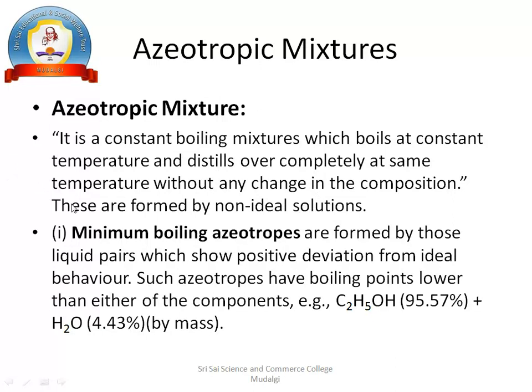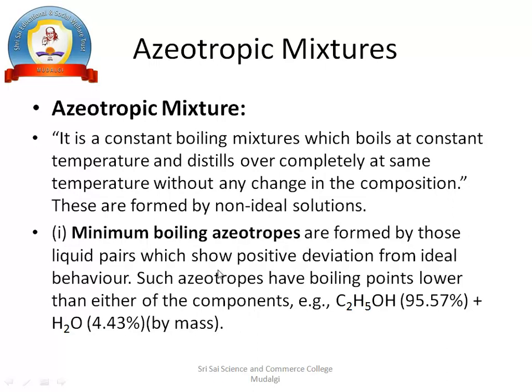Azeotropic mixtures. Now, these are formed by non-ideal solutions. This is a very important one. These azeotropic mixtures are formed by non-ideal solutions. Minimum boiling azeotropes are formed by those liquid pairs which show positive deviation from ideal behavior. Such azeotropes have boiling points lower than either of the components. So this is a simple statement you can understand here.